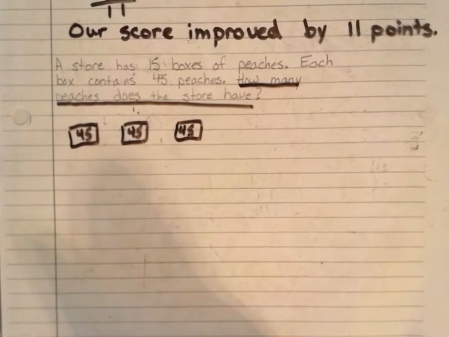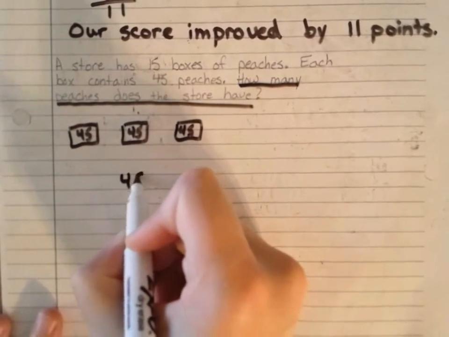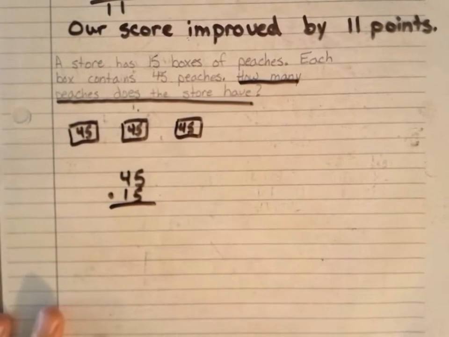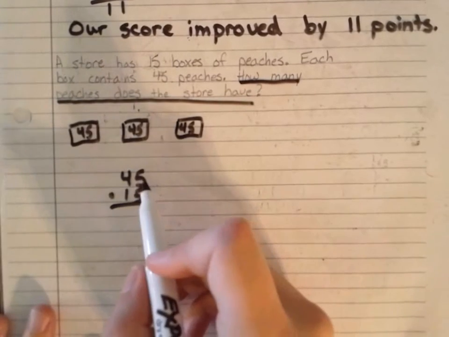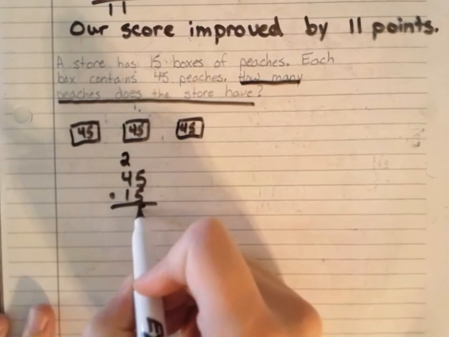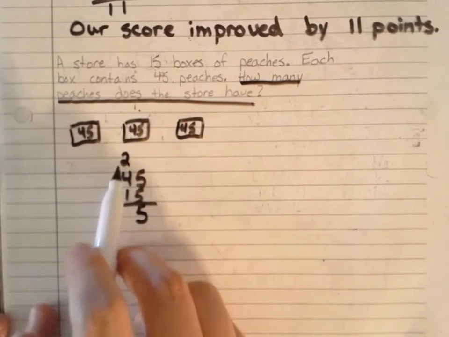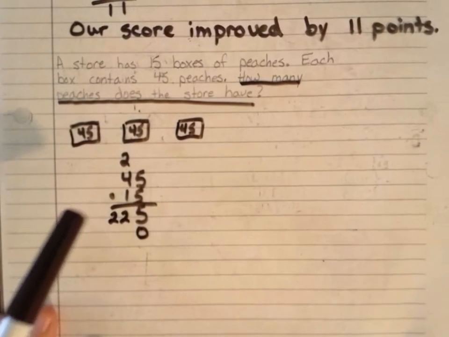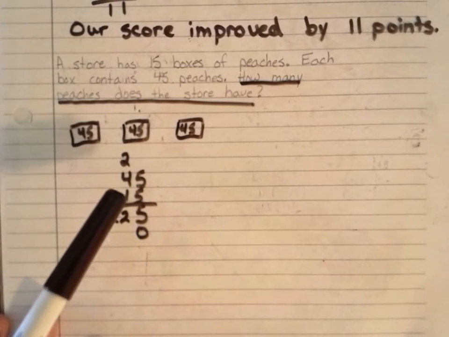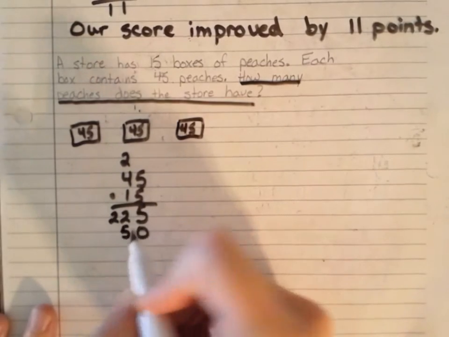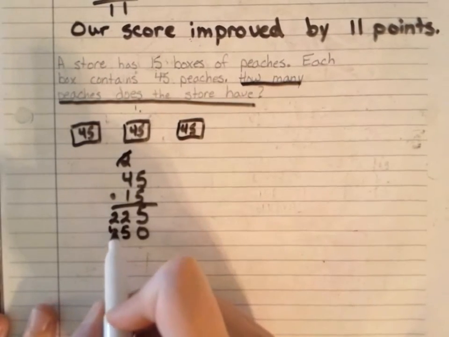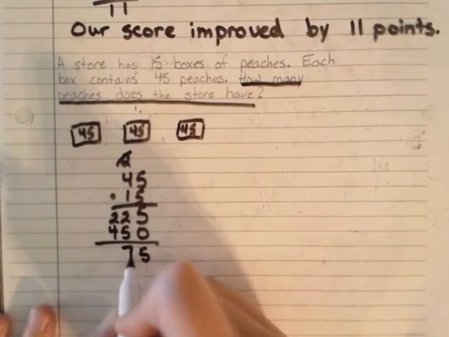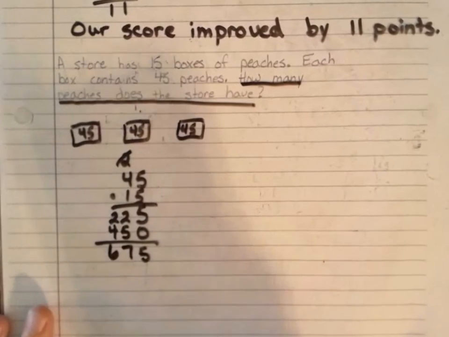For each box we have 45 peaches. So 45 times 15, and you can use the lattice method if you wish. 5 times 5 is 25. 5 times 4 is 20, plus 2 gives us 22. Bring down a 0 because we're done with the one spot. 1 times 5 is 5. 1 times 4 is 4. Add straight down: 5, 7, and 6.